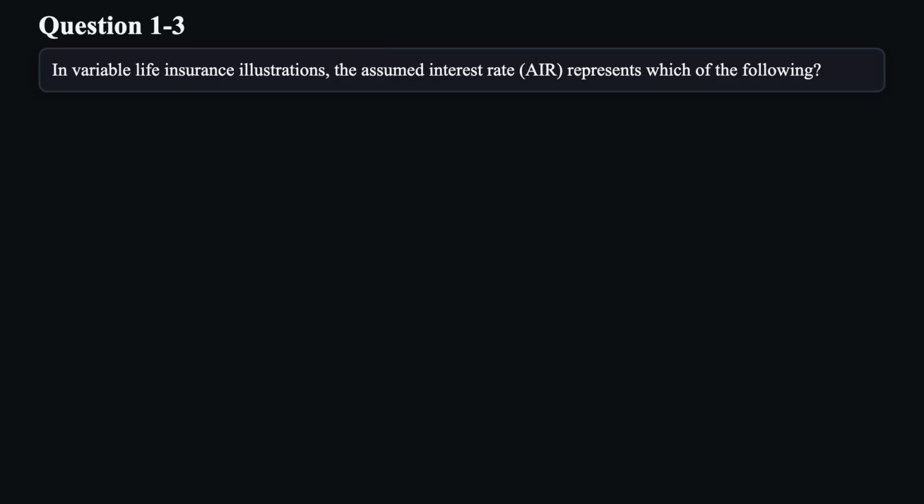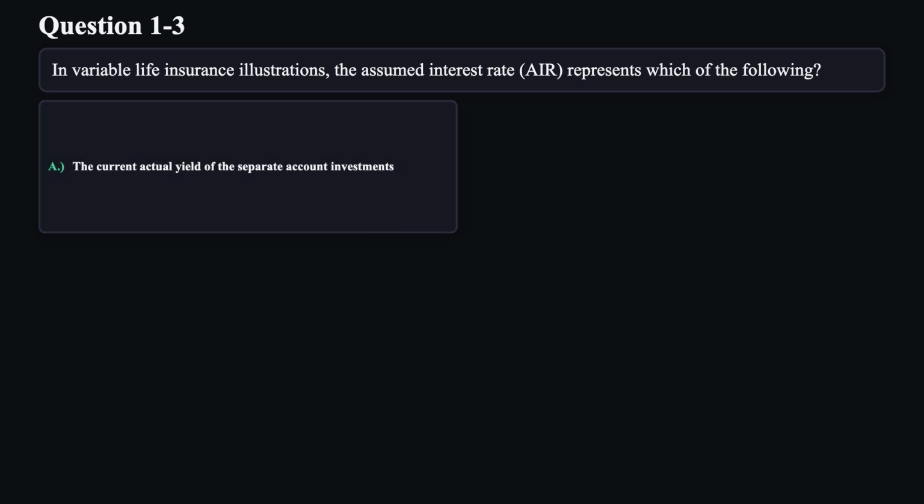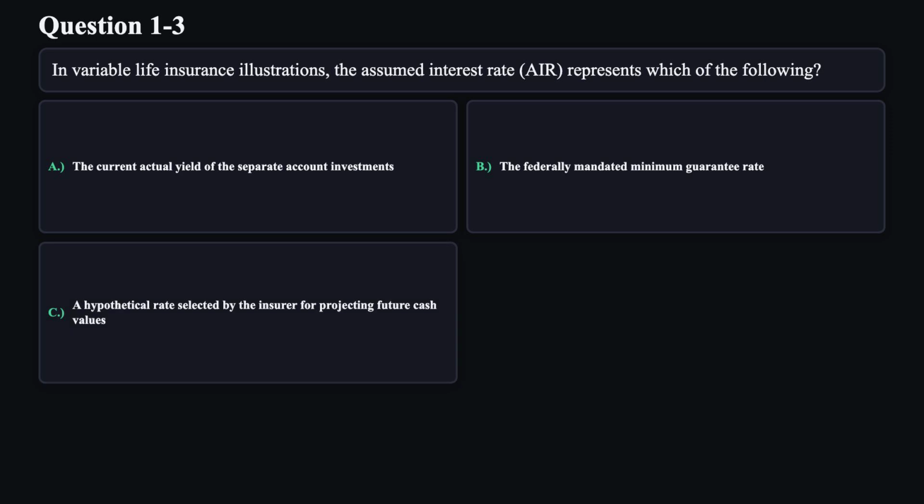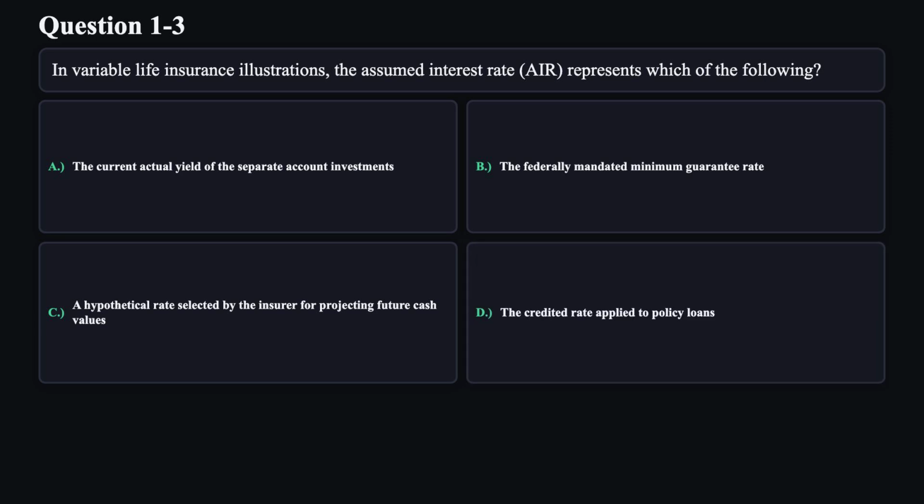Question 3. In variable life insurance illustrations, the assumed interest rate, AIR, represents which of the following? A. The current actual yield of the separate account investments. B. The federally mandated minimum guarantee rate. C. A hypothetical rate selected by the insurer for projecting future cash values. D. The credited rate applied to policy loans.